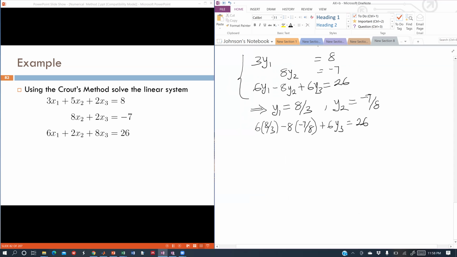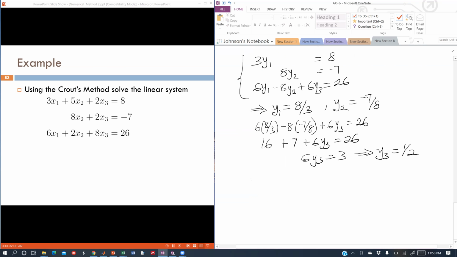Now this gives us 3 goes into 6 2 times, and 2 times 8 gives us 16. Then plus 7, then plus 6y3 is equal to 26. So this gives us 23. Let the 23 go there. We'll be left with 3 there. And so we have 6y3 is equal to 3, which implies our y3 is equal to 1 over 2.